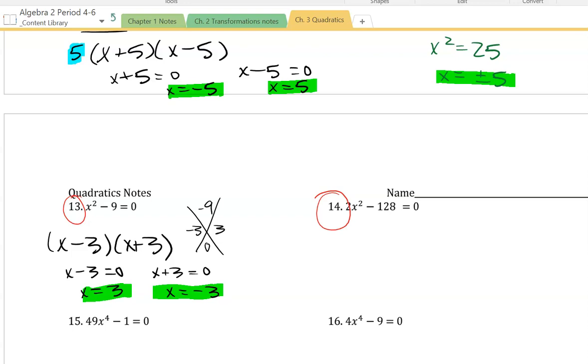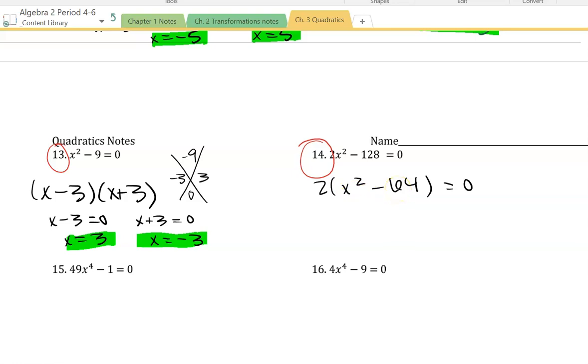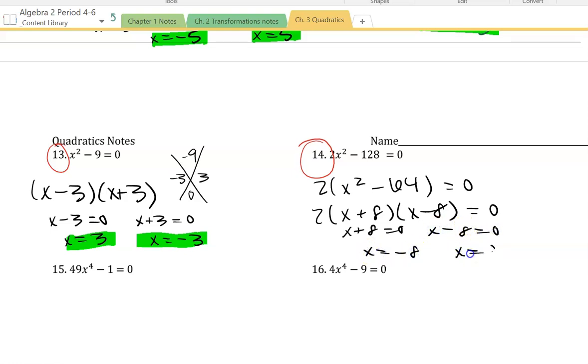So real quick, this should be fast, number 14. First thing, take out a GCF, so I write a 2 on the outside. We get x squared minus 64 equals 0. I notice this is a difference of two squares because both x squared and -64 are perfect squares. So this can factor to be x plus 8 and x minus 8. So then my answers, if I set each of these equal to 0 and solve it, I would get x equals -8 and x equals +8, final answers.